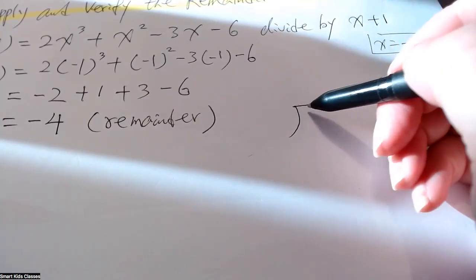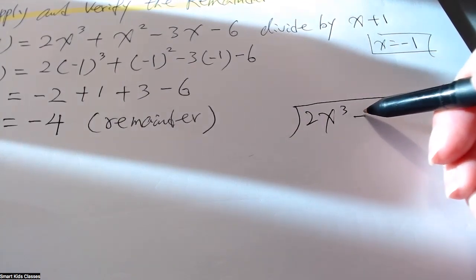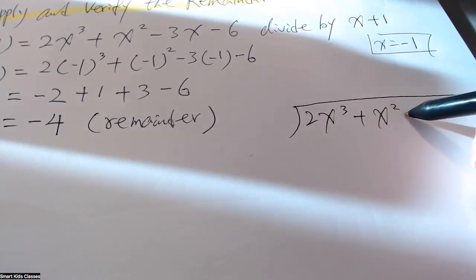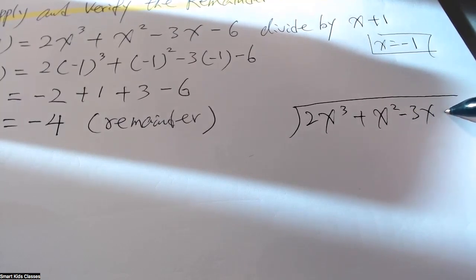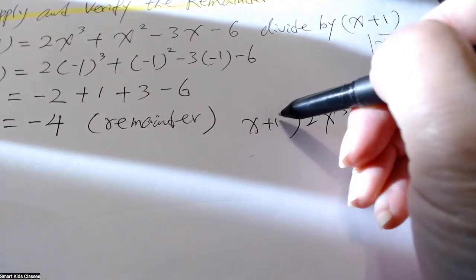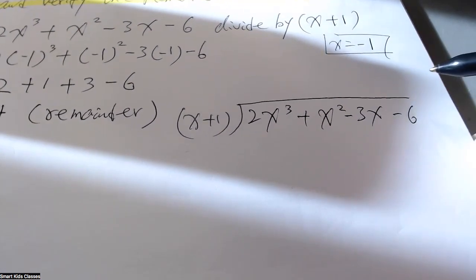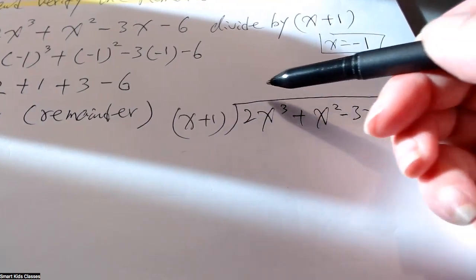So we write the function inside: 2x^3 + 3x^2 - 3x - 6. So when you divide it, you write the full bracket here, divided by x + 1. Now, when dividing by x + 1, we first consider canceling the leading term.